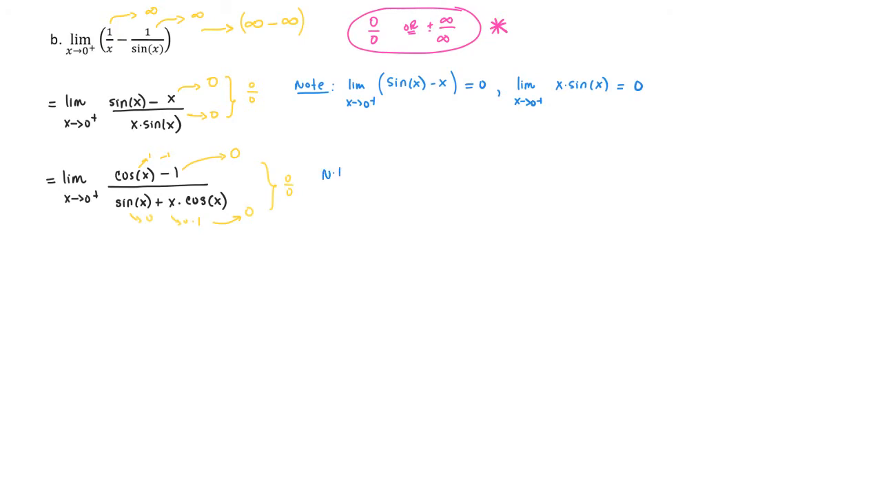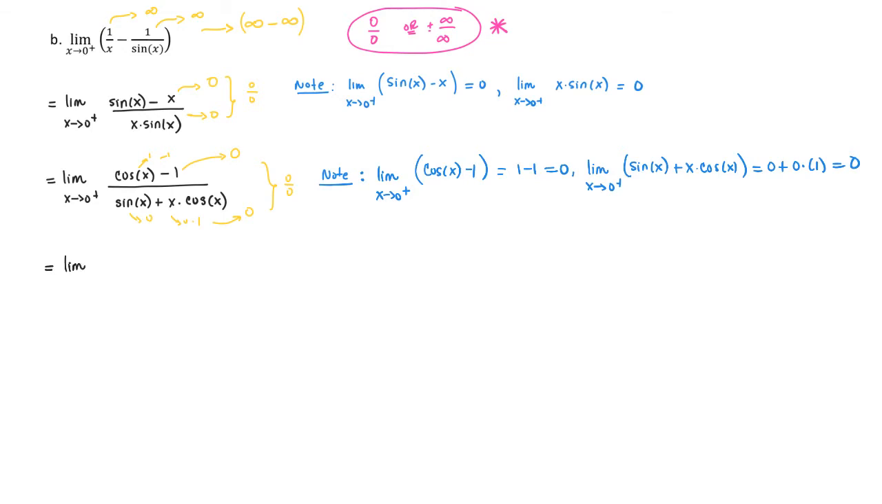I'm going to make another note over here that the limit as x approaches 0 from the right of cosine of x minus 1 is going to be equal to 1 minus 1, which is 0. And similarly, the limit as x approaches 0 from the right of the denominator, sine of x plus x times the cosine of x, is going to be equal to 0 plus 0 times 1, which is 0. So that allows me now to continue with L'Hopital's.